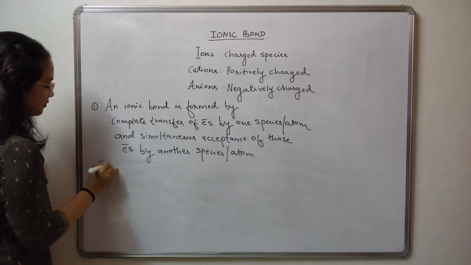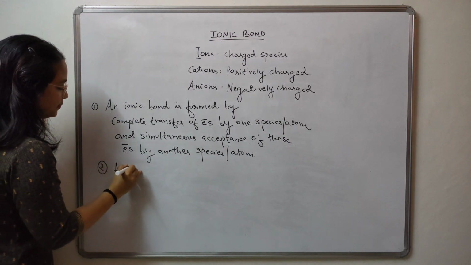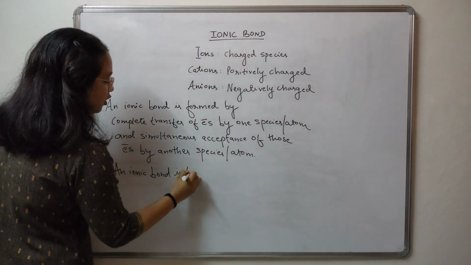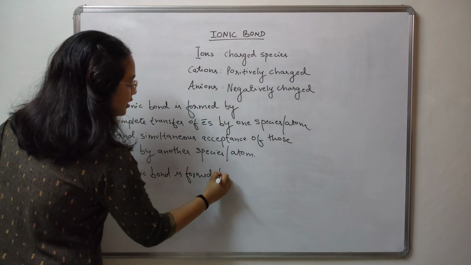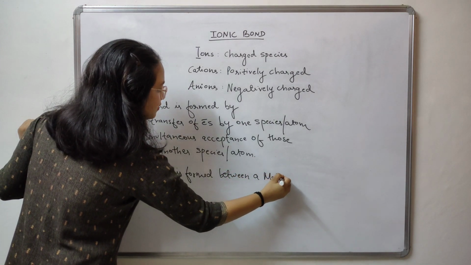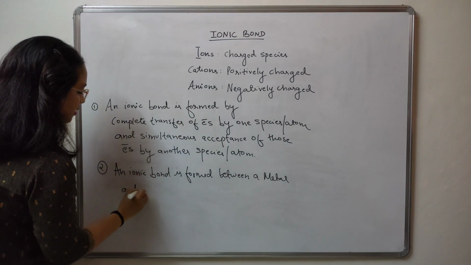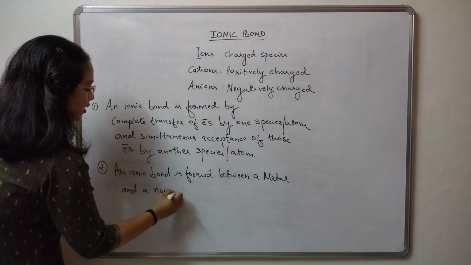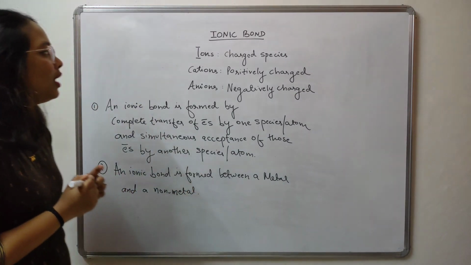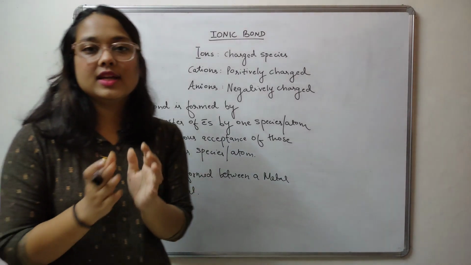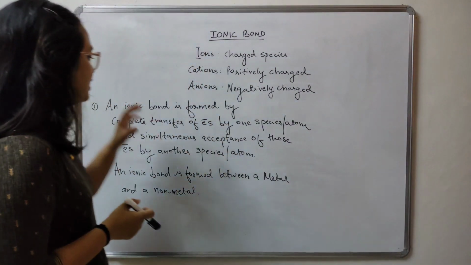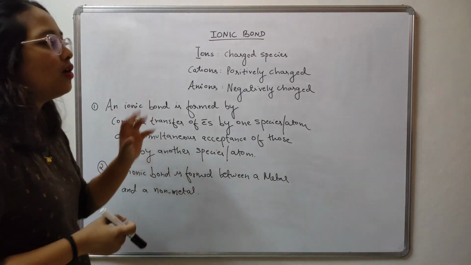Second point, an ionic bond is formed between a metal and a non-metal. This is our second point. An ionic bond is specifically seen forming between a metal and a non-metal. So these two points are going to give you the basic idea of an ionic bond.